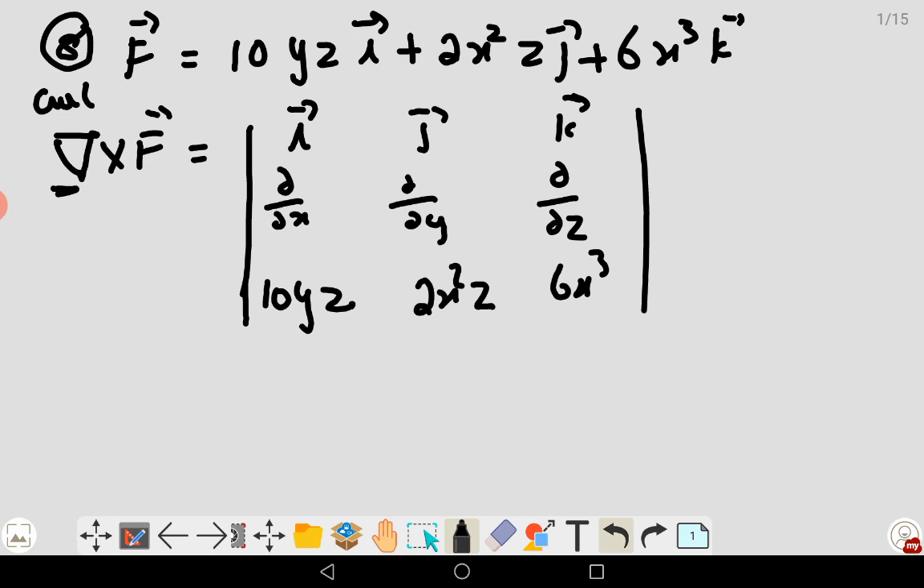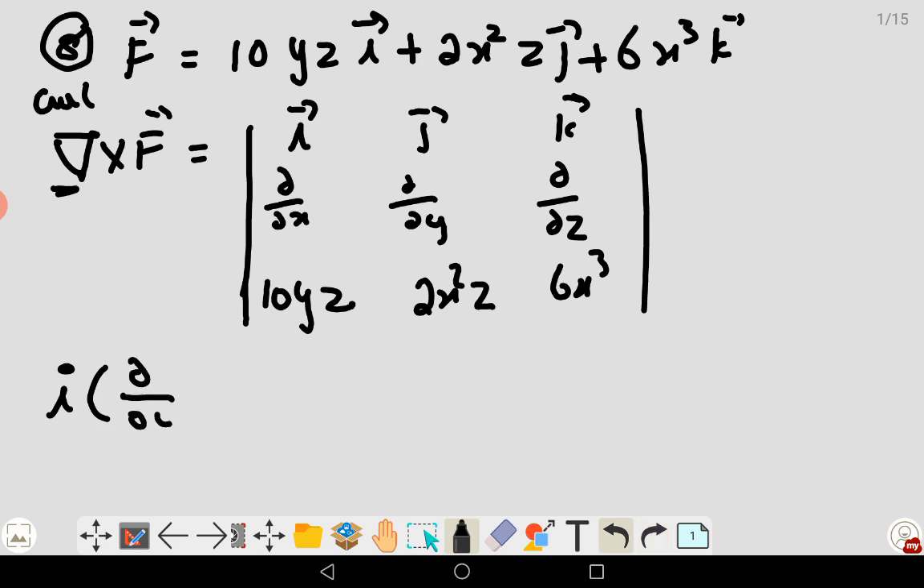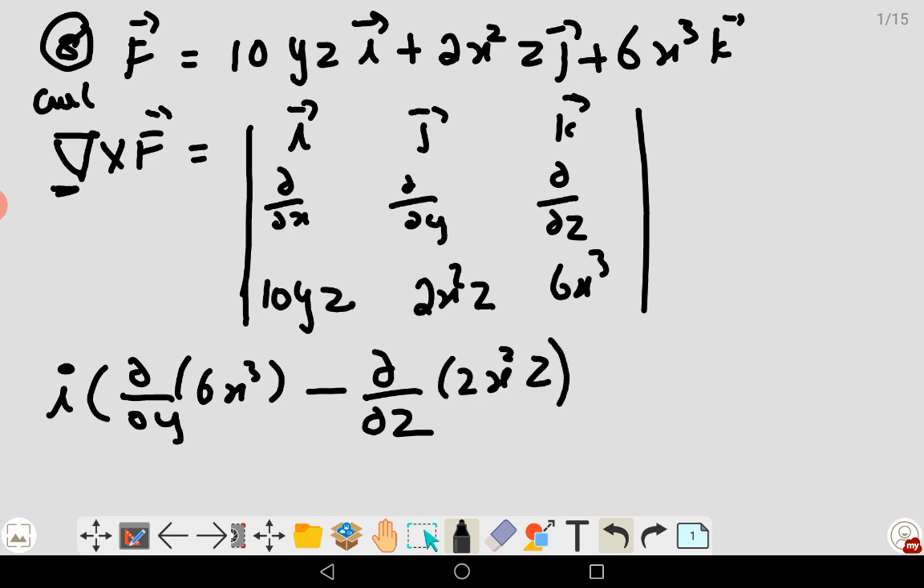When you find the determinant, the first term will be i into the determinant of these first four elements, isn't it? So what do you get? ∂/∂y goes with 6x³, so 6x³ minus ∂/∂z of 2x²z. This is for i.